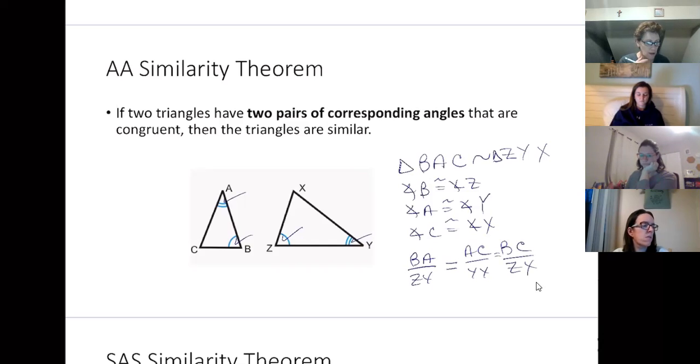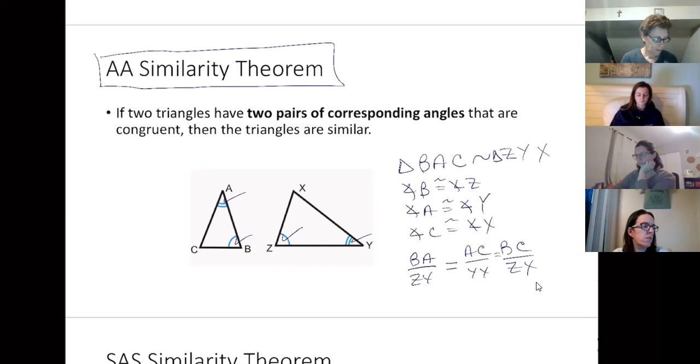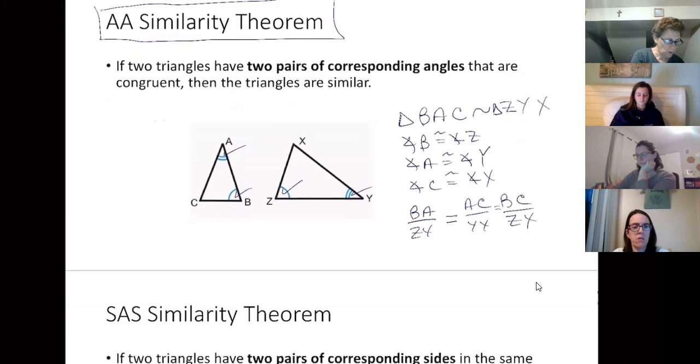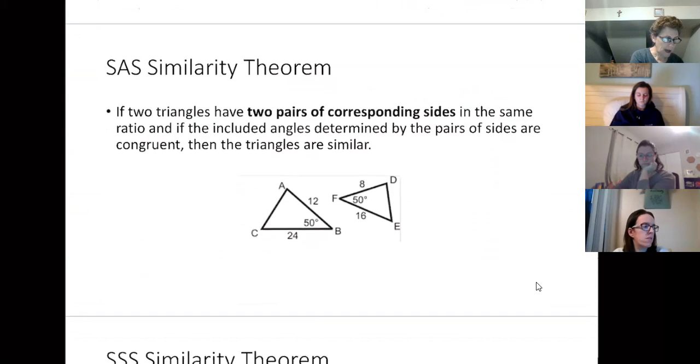Okay, and if I had numbers in here, I could verify it, but I can establish the relationship once I see I have two equal angles. So this is one of the similarity theorems. Okay, so then there are only two other ones. So the other one is side angle side.